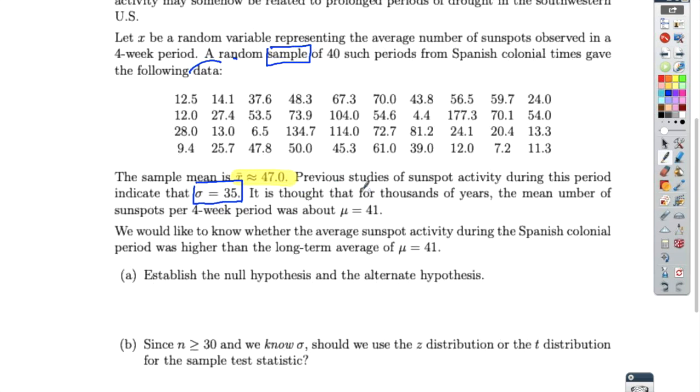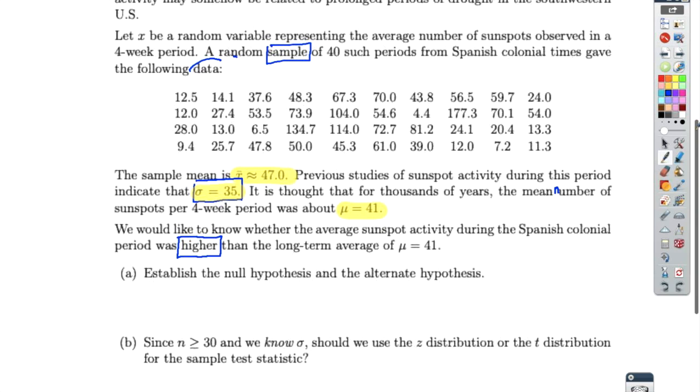It is thought that for thousands of years, the mean number of sunspots per 4-week period was about mu equals 41. This is definitely an important value. We would like to know whether the average sunspot activity during the Spanish colonial period was higher than the long-term average of mu equals 41. The word higher is also important, because that tells us what kind of test we're going to be conducting.